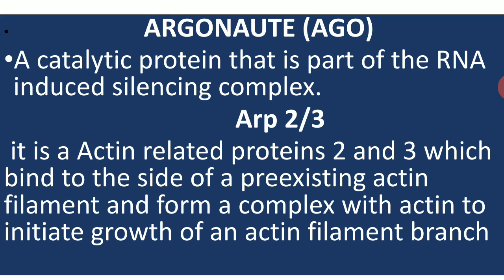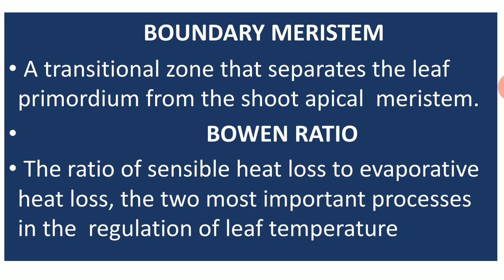ARP2/3. It is the actin-related protein 2 and 3, which binds to the side of the pre-existing actin filament and forms a complex with the actin to initiate growth of actin filament branch. Boundary meristems, a transitional zone that separates the leaf primordia from the shoot apical meristem.